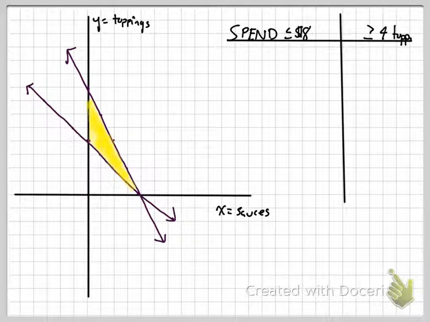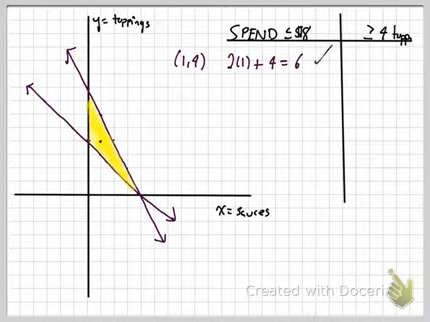So let's try a coordinate and see if it works out. So one coordinate in this shaded region is (1, 4). Remember that the x represents sauces, the y represents toppings. So I want to stay within my budget, $2 per sauce plus $1 for toppings. That would be $6, so I'm good to go. I'm within budget. 1 plus 4, 5 toppings. I'd be good to go there.